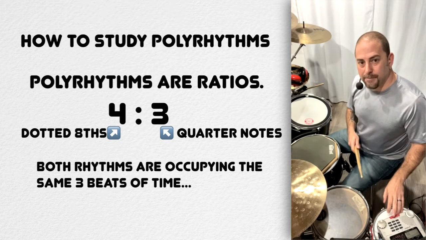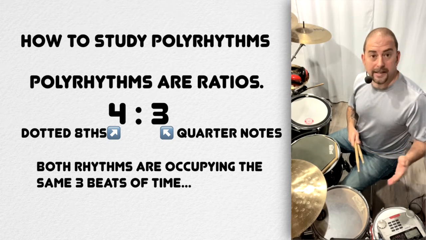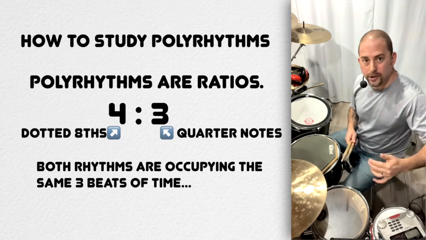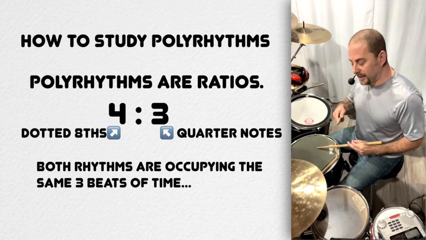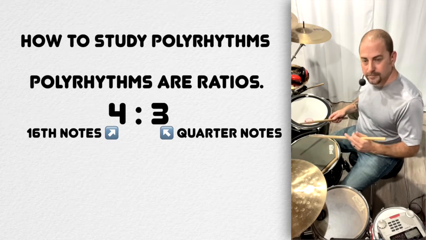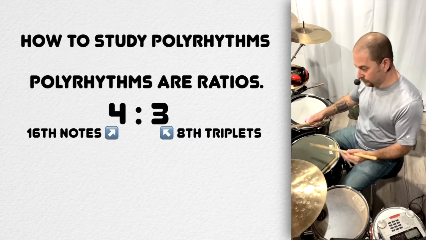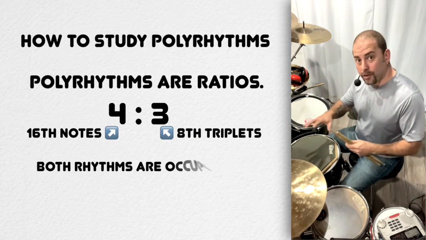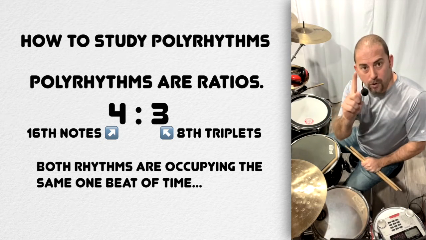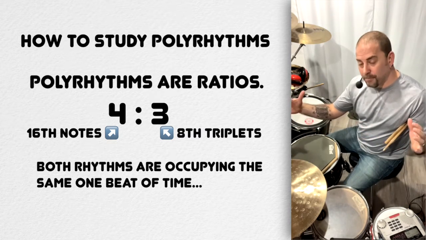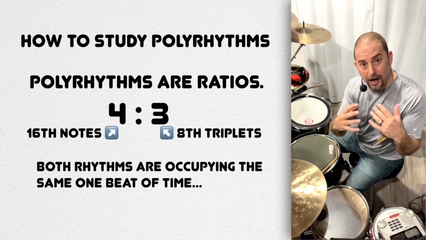Now let's keep that same tempo, and we'll say this is 4/4 time. 1, 2, 3, 4. But I'm going to play sixteenth notes here and triplets here. That's a 4/3 polyrhythm, but it resolves after 1 beat. So it's still the same ratio, but it's a much more condensed piece of time before it resolves.